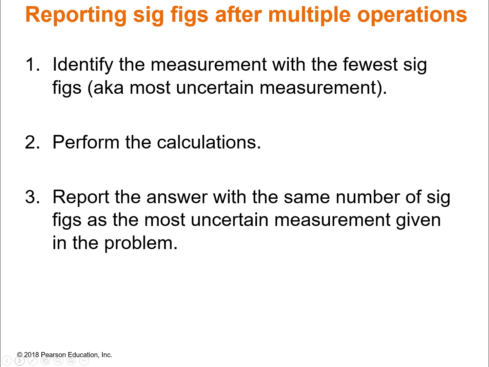All right. Reporting sig figs after multiple operations. This is key because most of the time you're going to do more than just add or subtract or divide. You identify the measurement in the problem with the fewest sig figs. Okay. You do all your calculations, all the typing on the calculator. Then you report your answer with the same number of sig figs as that most uncertain measurement. So the one that has the fewest sig figs.